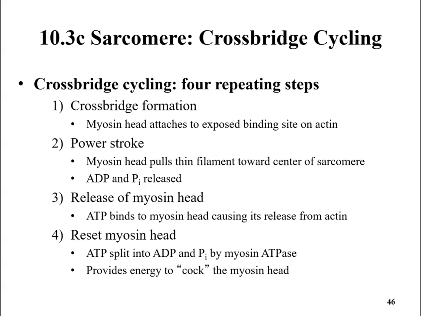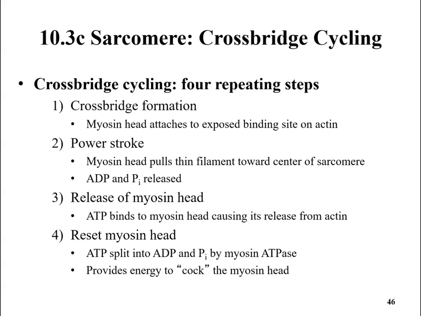ADP and inorganic phosphate are going to be released during this step. I would know this step. I believe there might be a test question coming up on this step. So know where ADP and inorganic phosphate are released. Number 3, the third step, is going to be release of the myosin head. What happens is ATP is going to bind to the myosin head, and that's actually going to cause it to release from actin, okay? So remember that. ATP in cross-bridge cycling causes myosin to release.